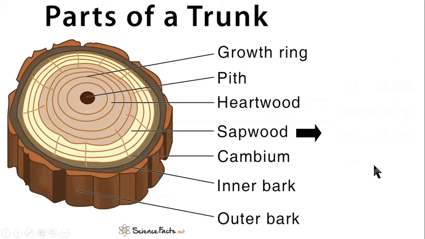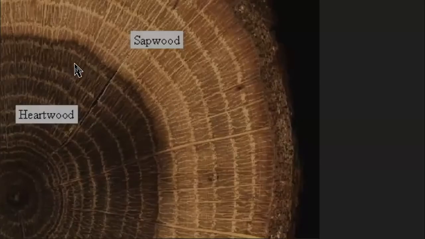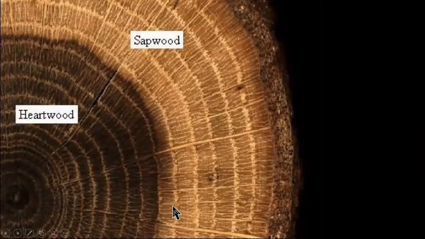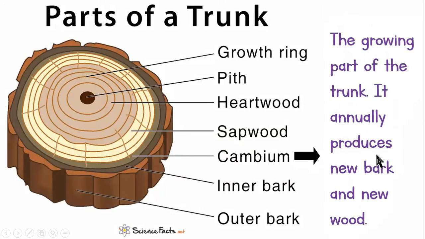We also have the sapwood, which is the outer living layers of the secondary wood of trees, which engage in transport of water and minerals to the crown of the tree. So again, we have the central part, the heartwood, and the living part, the sapwood. Let's continue. We have the cambium. The cambium is the growing part of the trunk. It annually produces new bark and new wood.